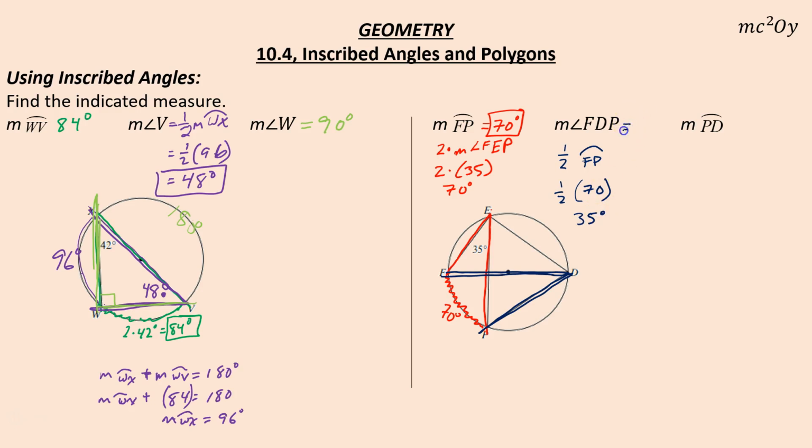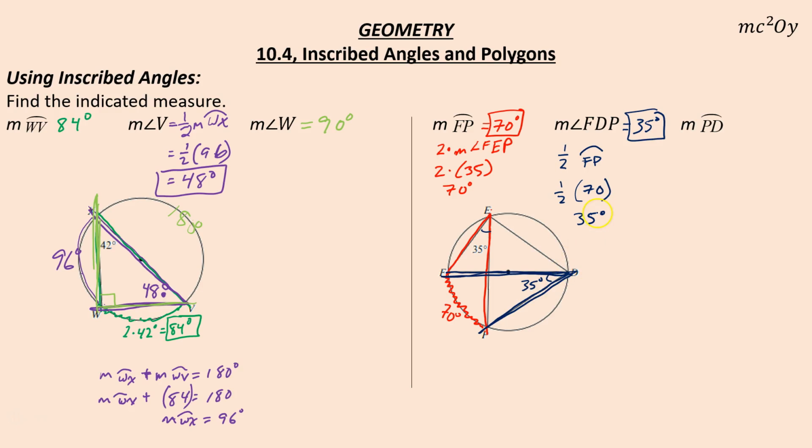The other way, and some of you may have figured that out right away, is to say, well, angle FDP and angle FEP are subtended by the same arc, therefore they have to be congruent. That was one of the theorems. They're both the same measure. They're both 35.